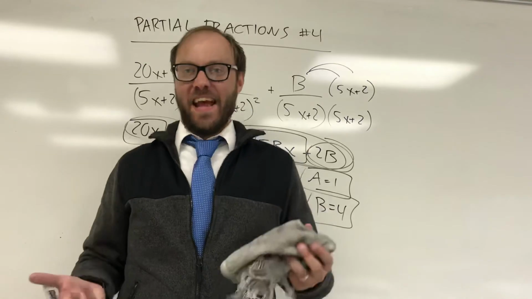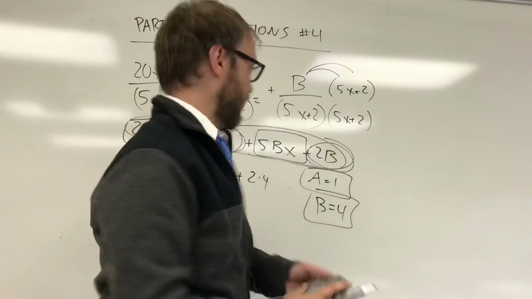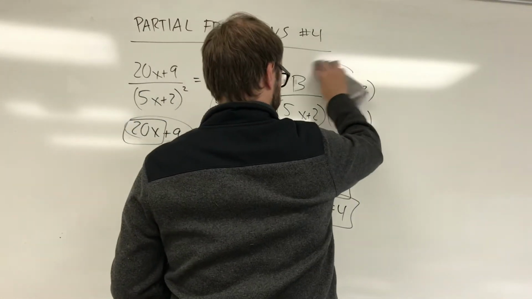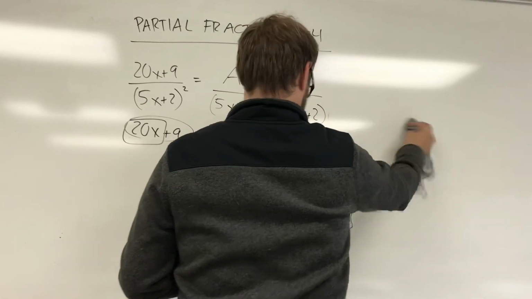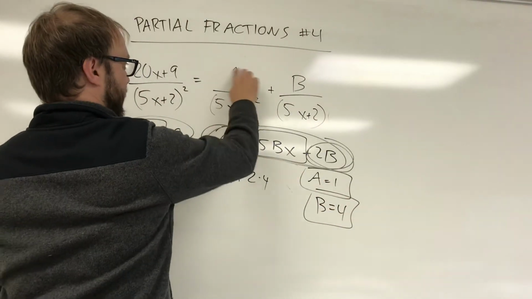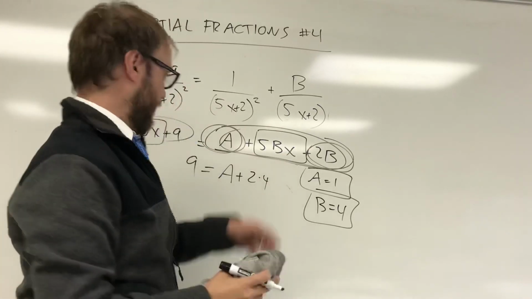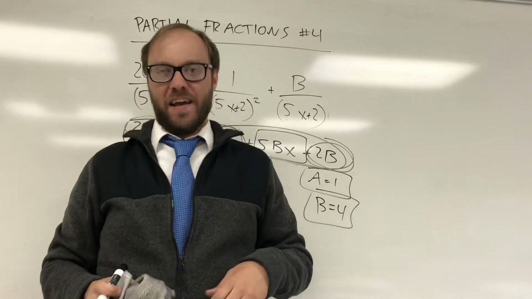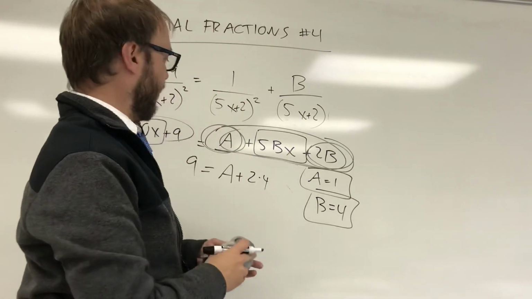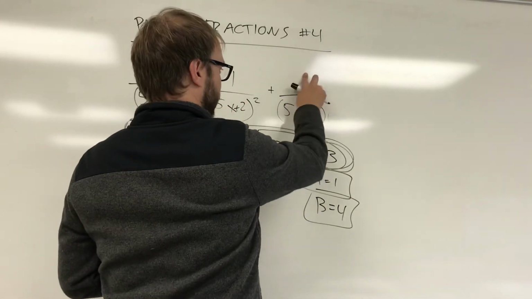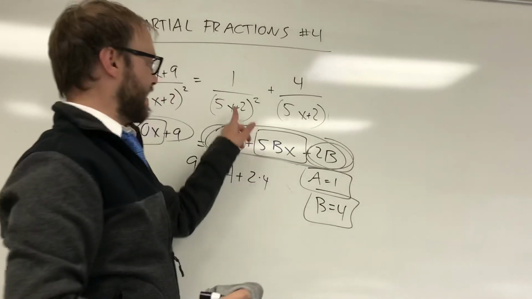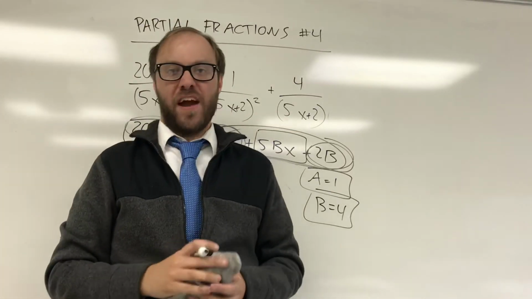I think at the end it asks you for the partial fraction decomposition, so do write it with the substitutions made. Our A value here is going to be 1, so it'll be 1 over the quantity 5x plus 2 quantity squared, or you can multiply that out and do 25x squared plus 20x plus 4 if you prefer, and B is equal to 4. And that is our final partial fraction decomposition.